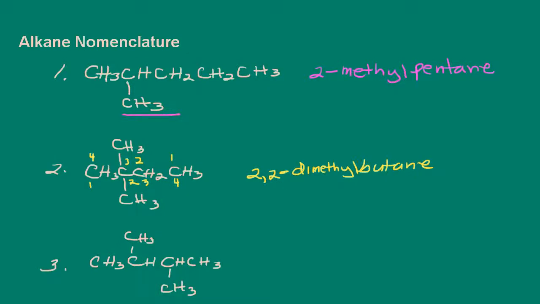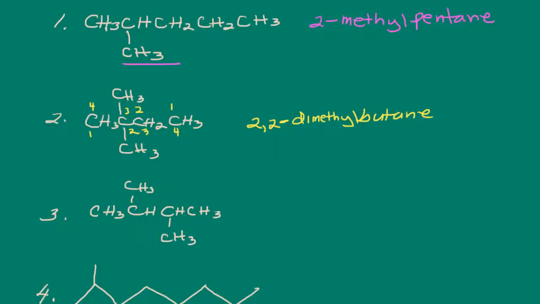Let's take a look at number 3. We're just going to find our longest continuous carbon chain here. And let's see, that'd be, I'm going to start numbering here, 1, 2, 3, and 4. So again, I have a butane. And let's see, if I number from left to right, I have a methyl group on carbon 2 and a methyl group on carbon 3. Let's try numbering the other way.